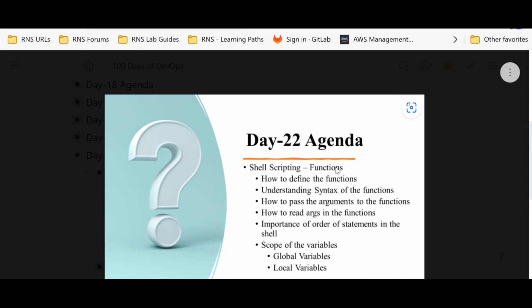Finally, one more concept we should understand in functions is variables: global variables and local variables. We have the scope of the variable values while defining them in functions as global and local. In which context do we use global and in which context do we use local? Everything has been explained in today's agenda video.